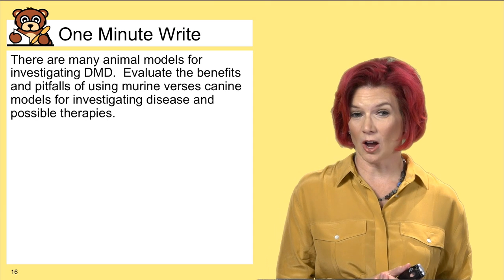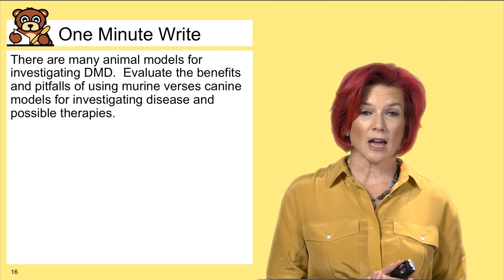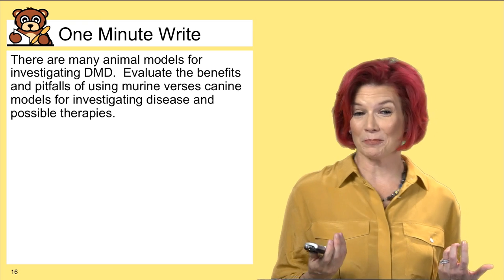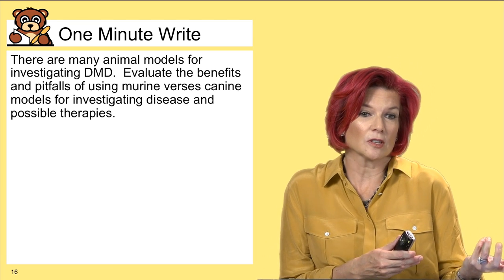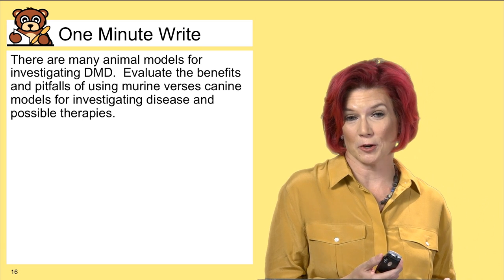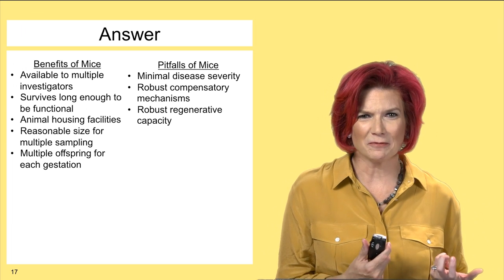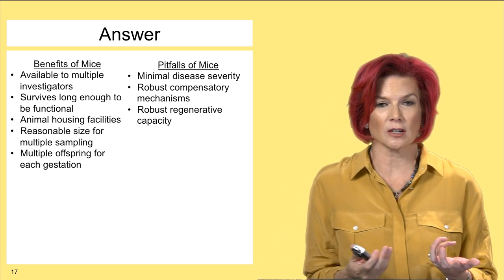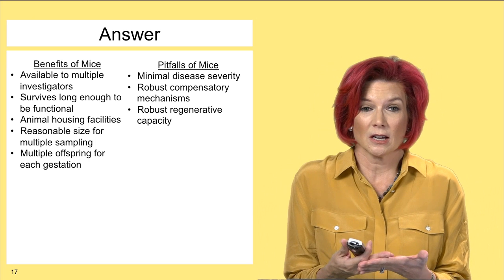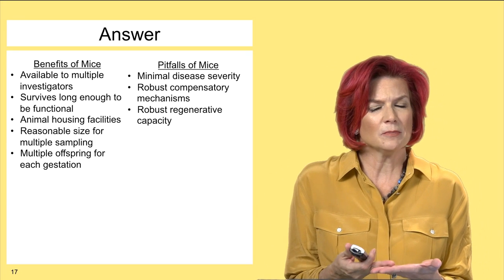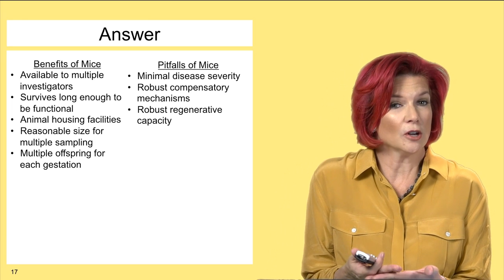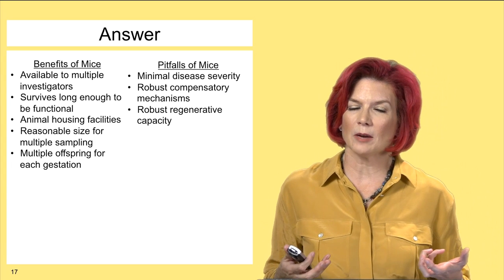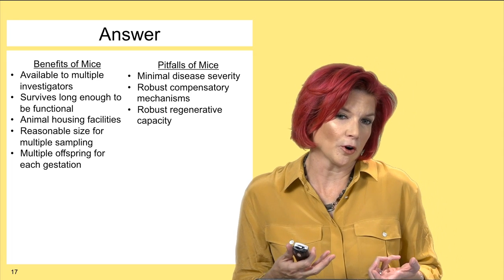So, we've learned a lot about animal models for Duchenne muscular dystrophy, and we've also learned that there are many different models for Duchenne muscular dystrophy. So take a moment and evaluate for yourself the benefits and pitfalls of using mouse models versus dog models for investigating disease and possible therapies. So we'll get you started. Some of the benefits of mice is that they're widely available to multiple investigators. So many scientists can conduct similar preclinical trials and compare their results. The mice survive long enough to be functional. The MDX mice have a near normal lifespan. We know that that's quite different from DMD patients. Mice are very easy to house. We have a reasonable sampling size, and many mice are born per litter.